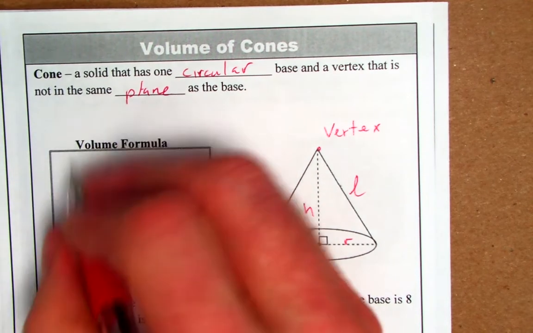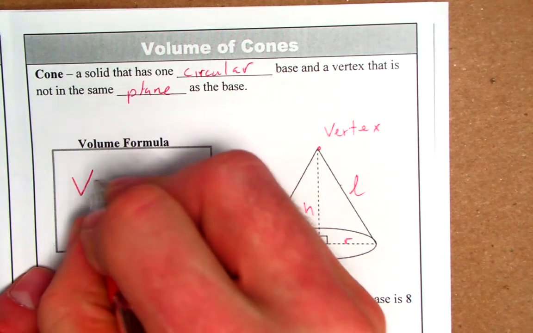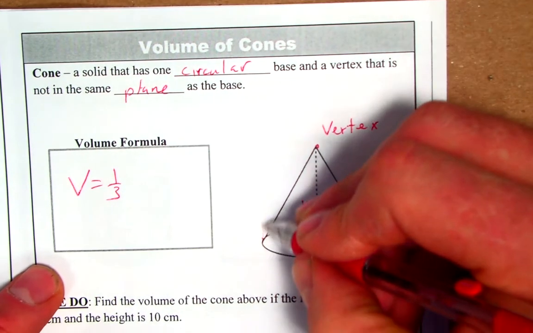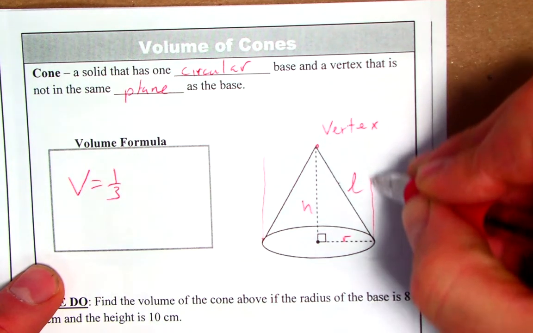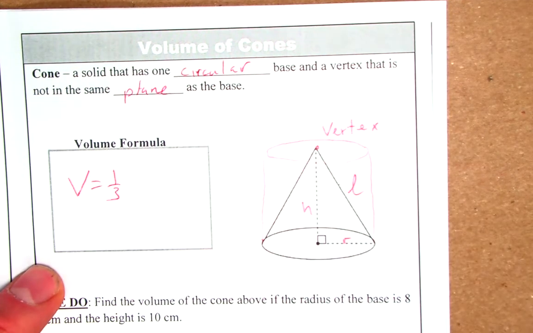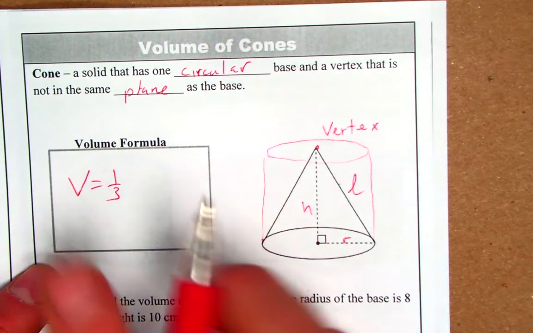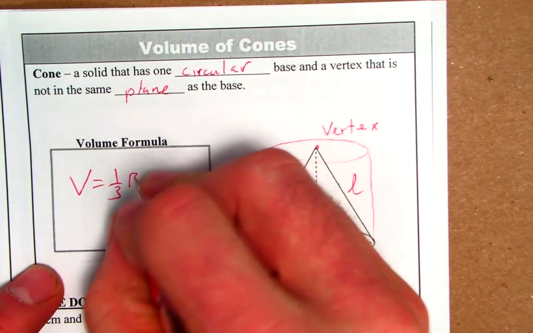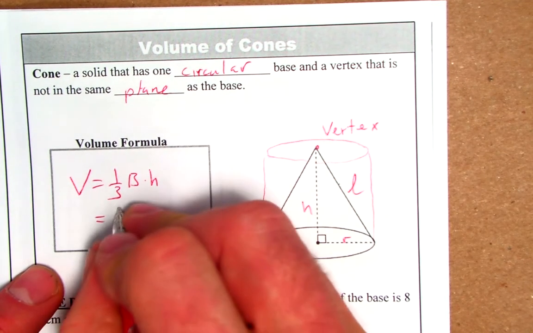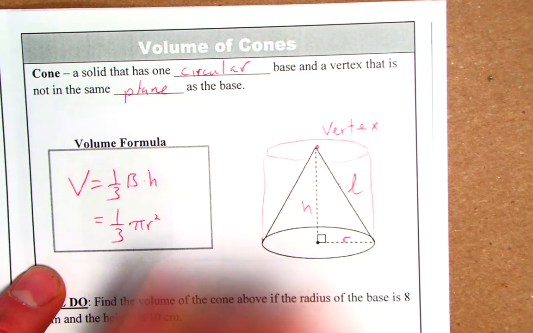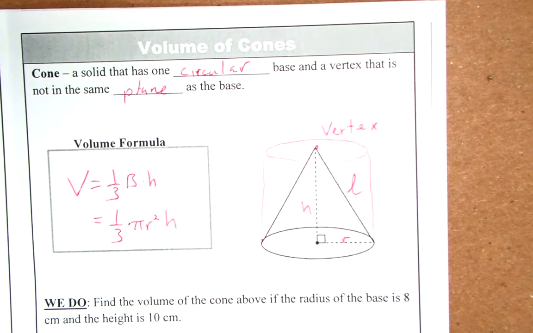So now our volume, just like the pyramid, is just 1/3. In this case, it's really just 1/3 of a cylinder, which is what we're going to be going on the next page. Right? So it's just 1/3 of the volume of a cylinder, which is the area of the base times the height. Well, the area of the base is a circle, and that's pi r squared times h.